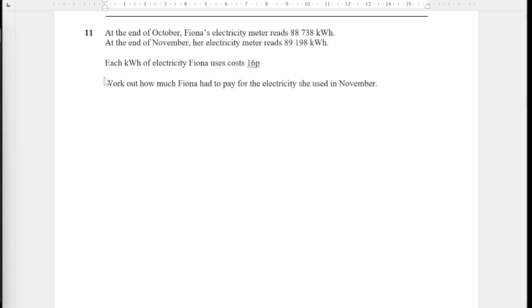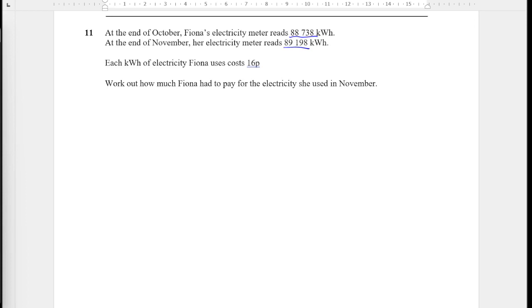Okay, at the end of October, Fiona's electricity meter reads 88,738 kilowatt hours. At the end of November, her electricity meter read, and then we're given the second value. Each kilowatt hour of electricity Fiona uses 16 pence. Work out how much Fiona pays. If we extract the information, in effect we need to work out, using these two values, the amount that she uses. So I need to subtract the 2 meter readings and then times that by 16.